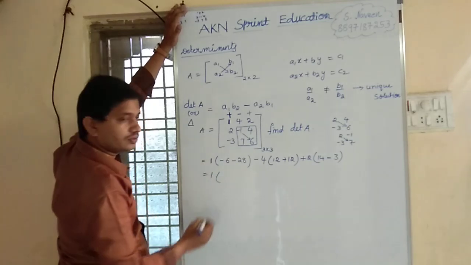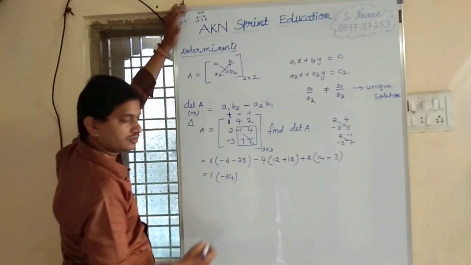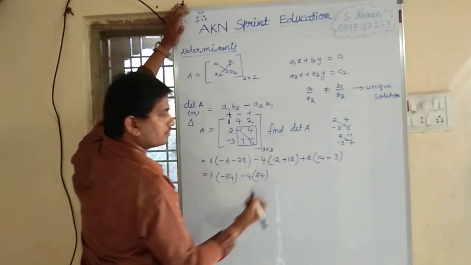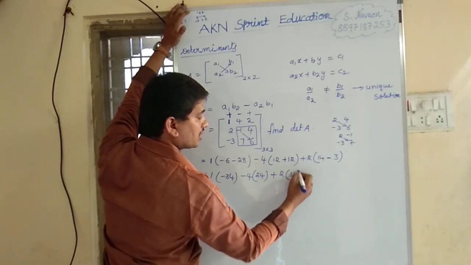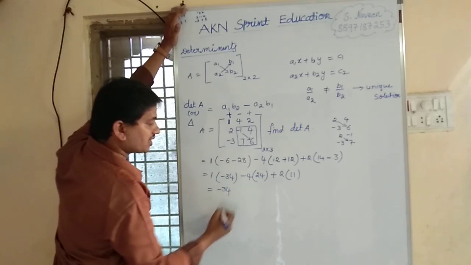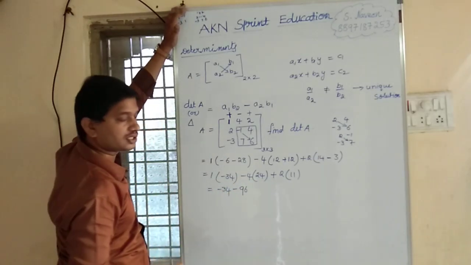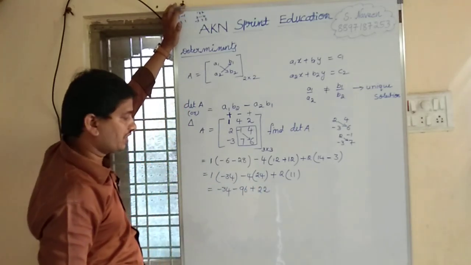That is 1 into minus 6 minus 28, that is minus 24. Minus 4 into 12 plus 12, that is 24. Plus 2 into 14 minus 3, that is 11. 1 into minus 34, that is minus 34. Minus 4 into 24, 24 4s are 96. Plus 2 into 11, 2 11s are 22.